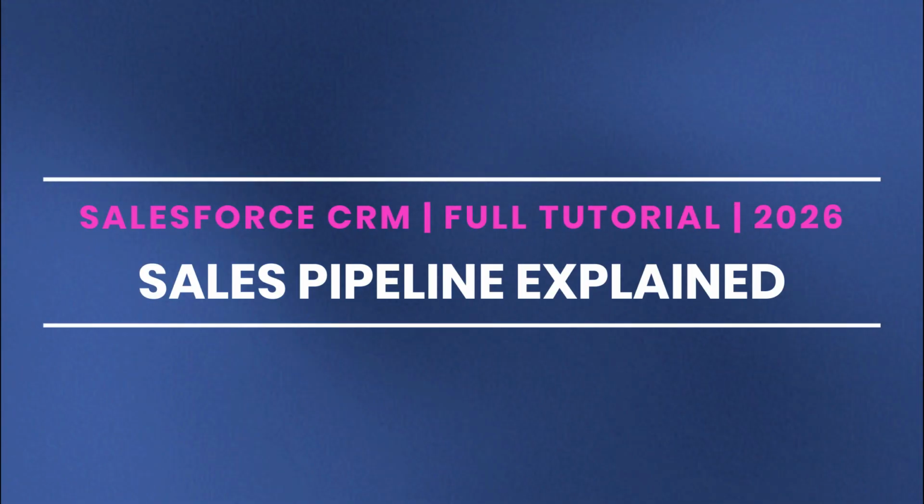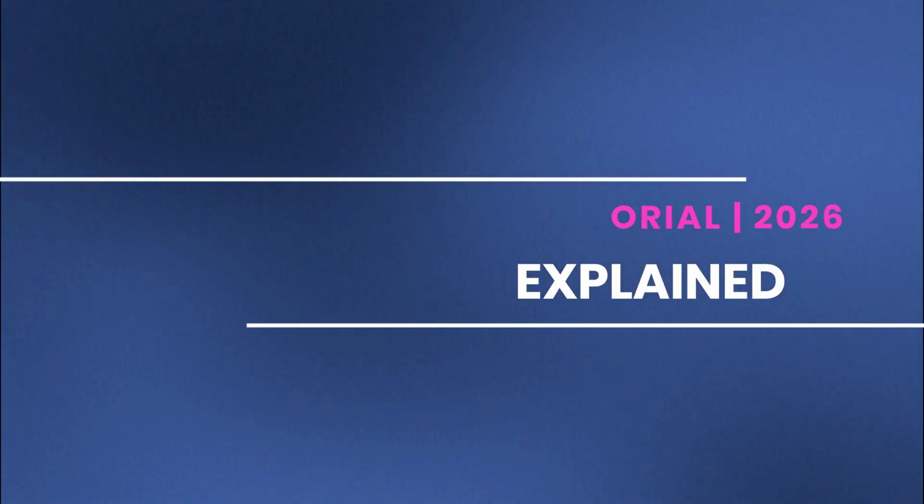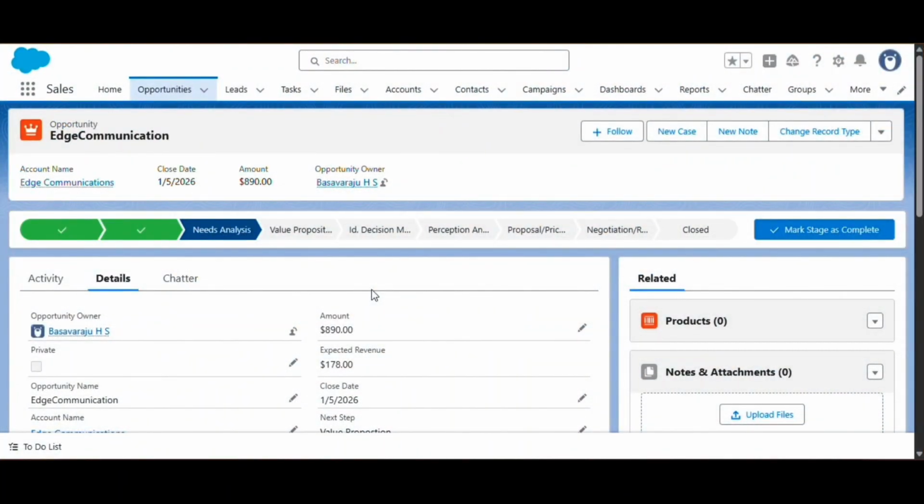In today's video, I'm going to talk about what is a sales pipeline in Salesforce CRM. So, what is a sales pipeline in Salesforce? A sales pipeline in Salesforce is a visual representation of all your sales opportunities as they move through different stages, from the first interaction to the final closing. It helps sales teams quickly see where each deal stands and what actions are needed next.